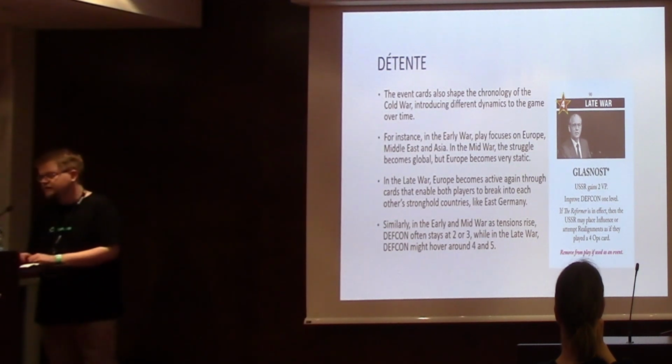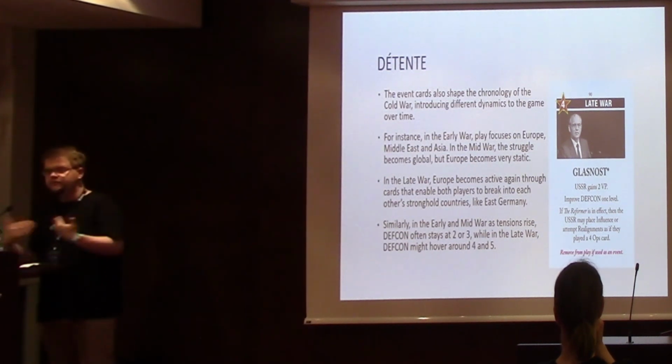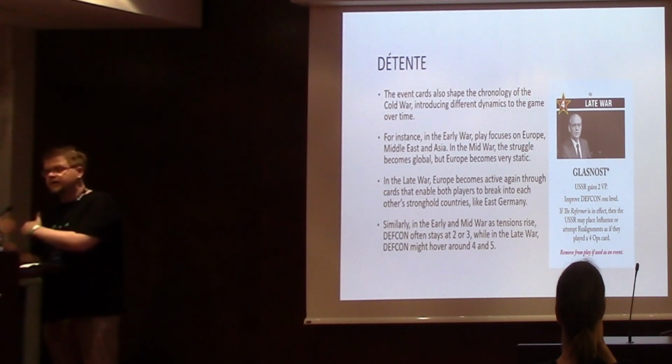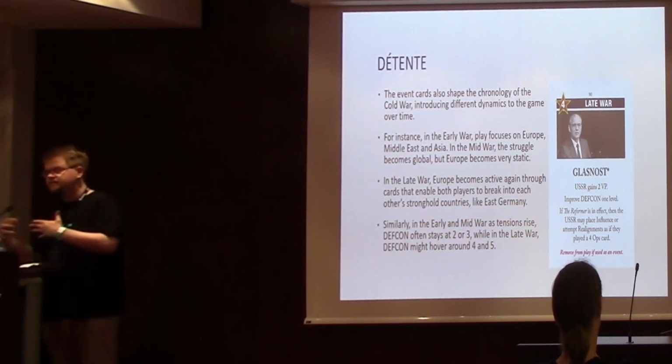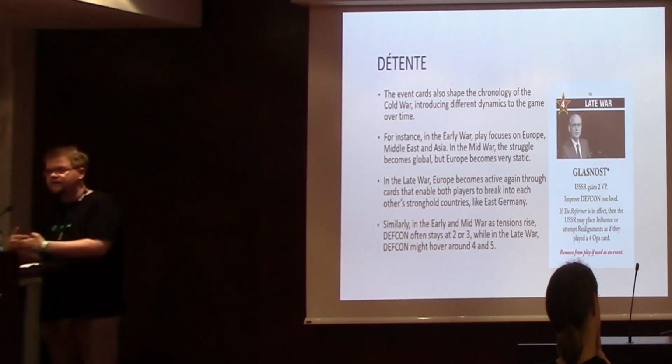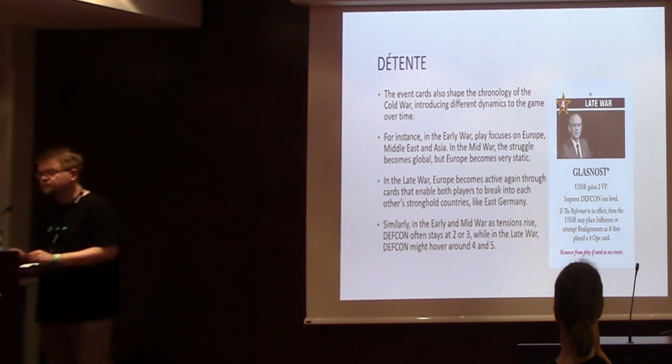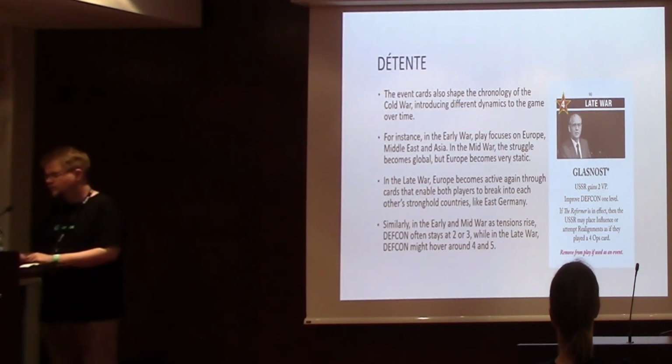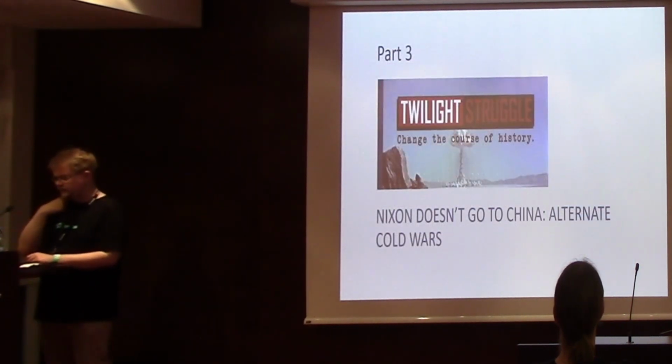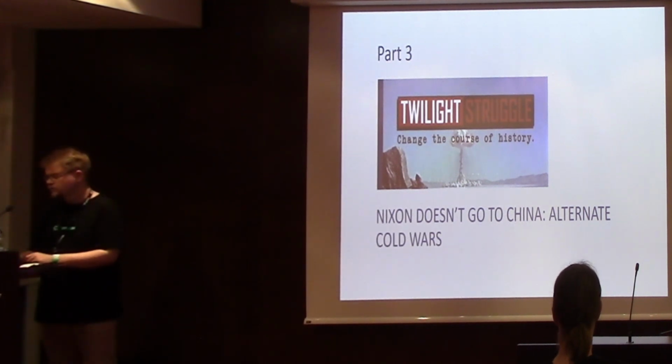And another thing is that in the early and mid-war, DEFCON is often very low, but then at the end of the game, DEFCON starts going up again, which is an example of how in the late 80s, superpower relations weren't as tense as they had been before because Gorbachev was running the show. Okay, so finally, I'm running out of time, so I'm going to hurry through to the final section, which is about these alternate scenarios that can happen when you're playing Twilight Struggle.